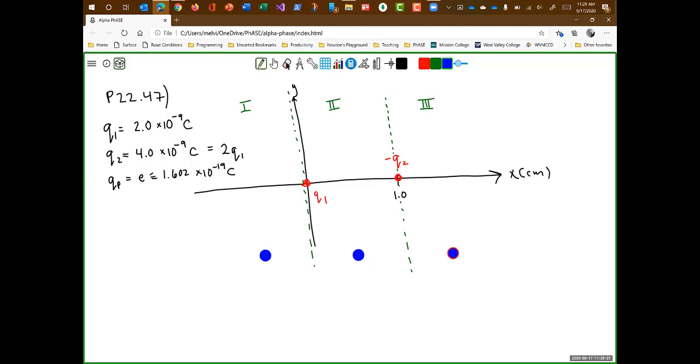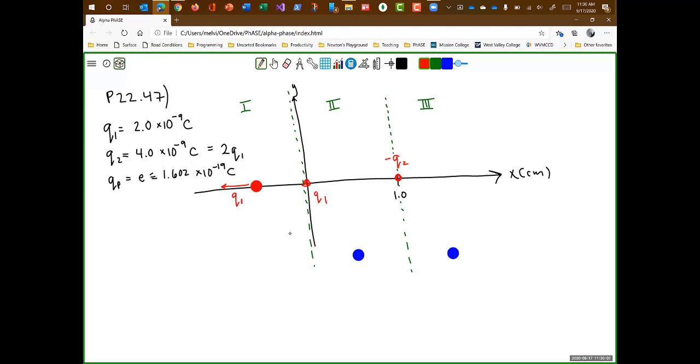So if we look at the proton, let's say in region 1, that's the region that Stephen suggested. In region 1, let's look at the effect charge 1 has on our proton. Our proton is a positive charge. Charge 1 is a positive charge. 2 positive charges will repel each other. So in region 1, the proton will experience a repulsive force from the positive charge. So I'll illustrate that with just a vector arrow to the right.